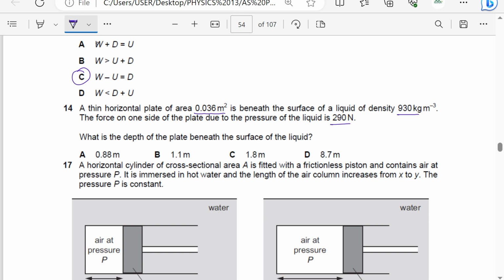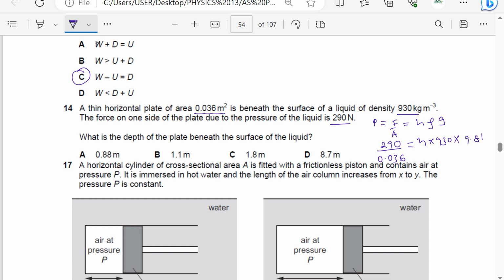So first of all, we know that pressure is force over area, but pressure due to a liquid is going to be h times density times g. We have the force on one side of the plate, which is 290 newtons, and we have the area. So we shall simply say that 290 divided by the area, which is 0.036, should be equal to the depth times density, which is 930, times g, 9.81.